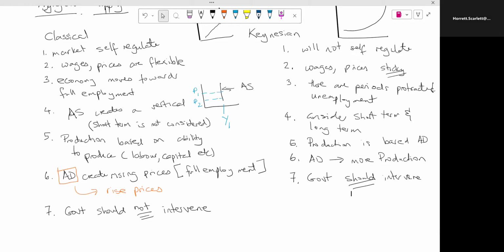So this concludes this section of Unit 3, and stay tuned for the next section where we'll be looking at things like multipliers and accelerators.